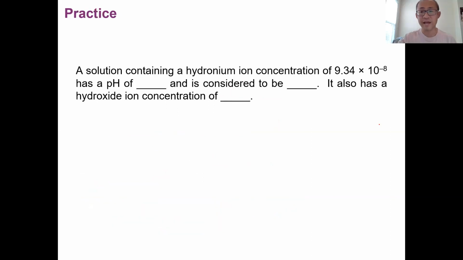Next, I will leave this up to you. It is another practice problem, very similar, telling you the hydronium ion concentration, which means the proton concentration, and asking you to calculate the pH and determine whether it's acidic or basic, and also calculate the hydroxide ion concentration as well. So this is an overview of what we have learned so far. I hope you use it as practice. I have the key in the note area for you to confirm your answer. And of course, you can always ask me.